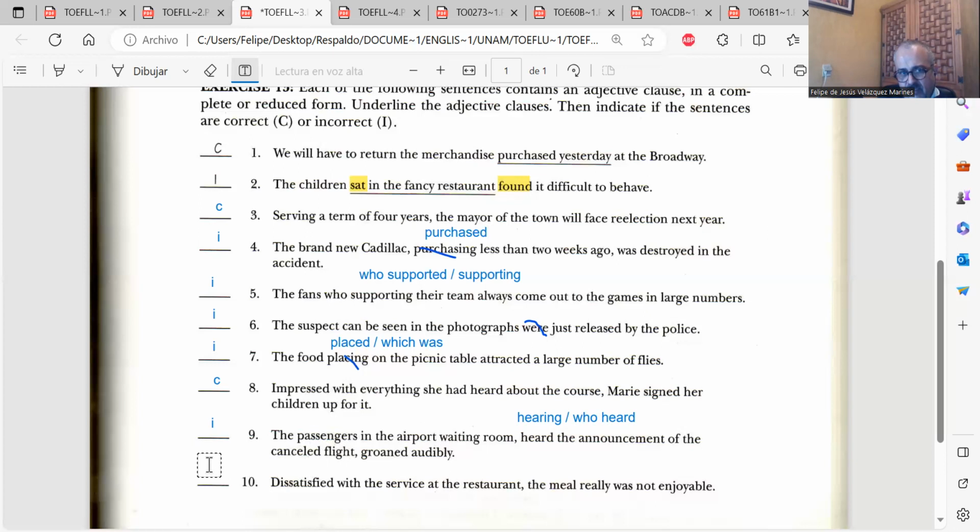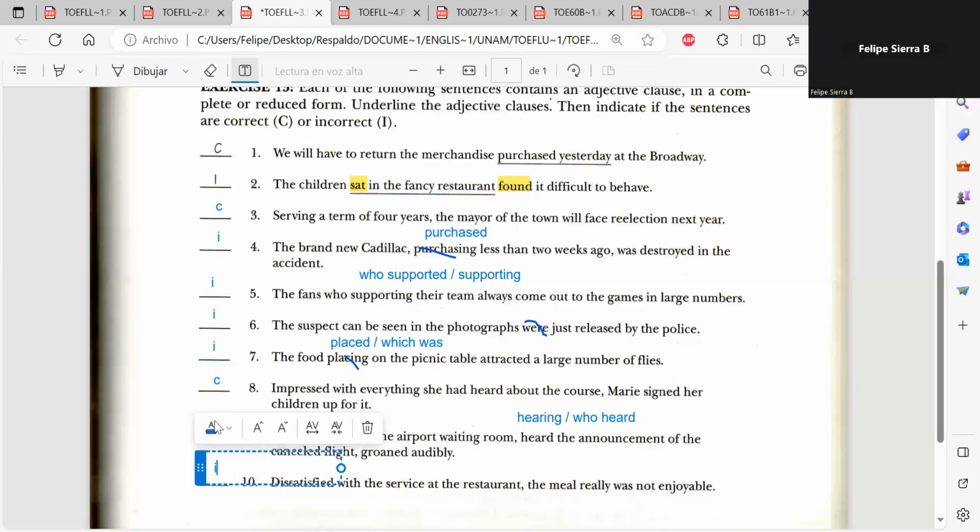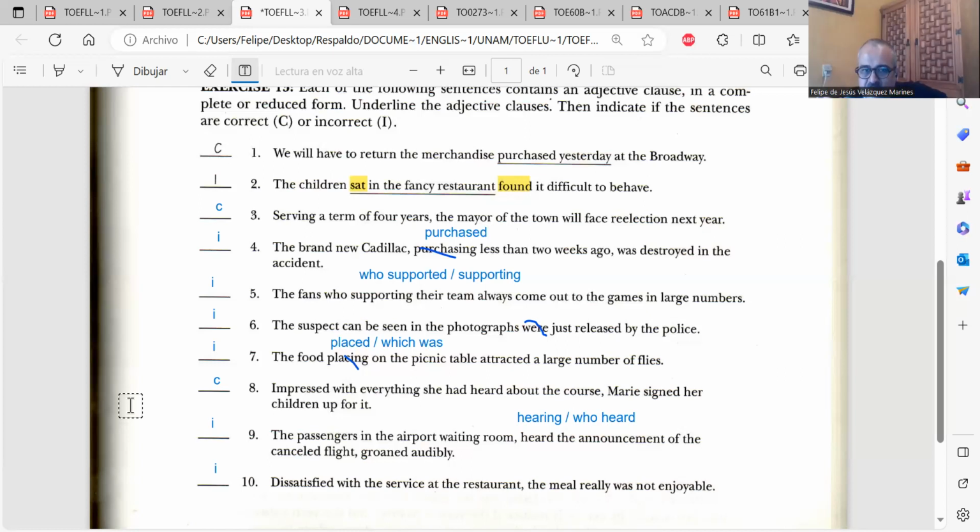Okay, so Felipe, dissatisfied. Dissatisfied with the service at the restaurant, the meal really was not enjoyable. It's incorrect, but I'm still working on this. Because something is missing. Which is dissatisfied? You have to ask yourself, who was dissatisfied? The meal? It's impossible. Somebody was dissatisfied. So if we say that, then we have to change this noun.